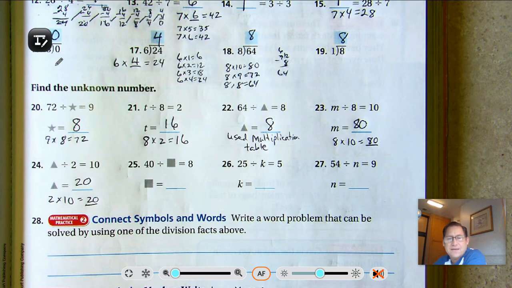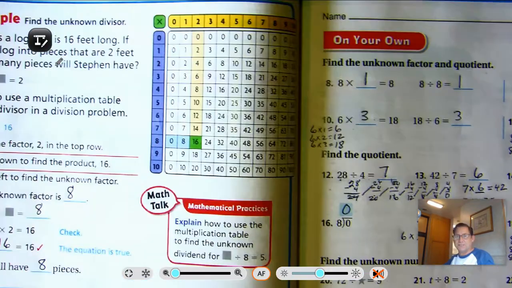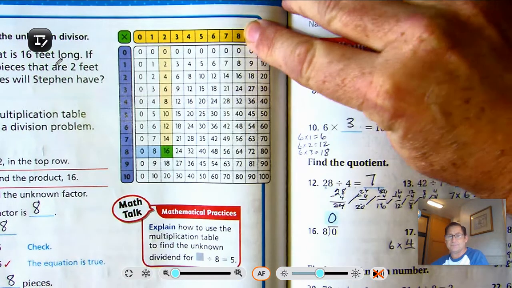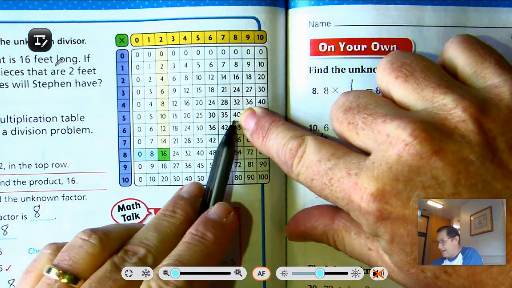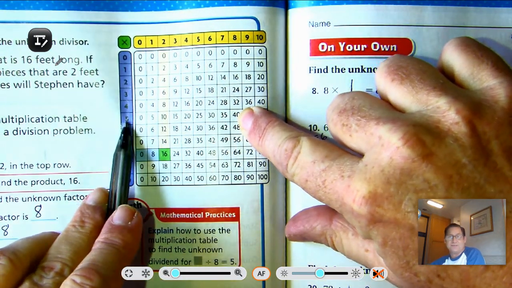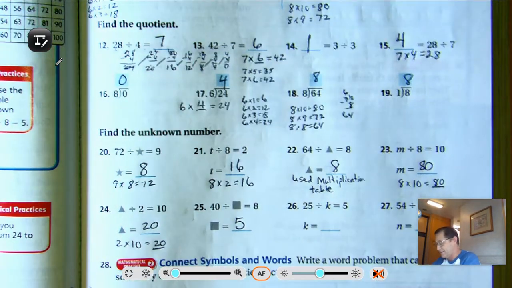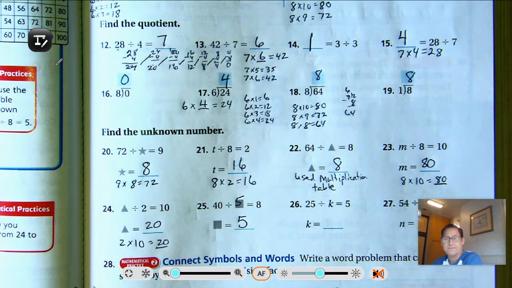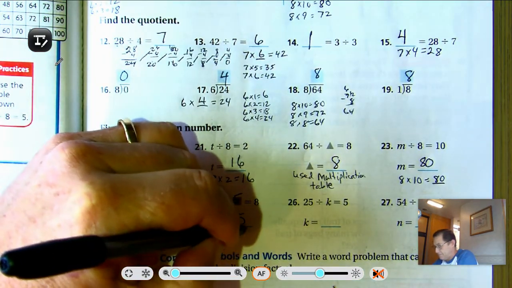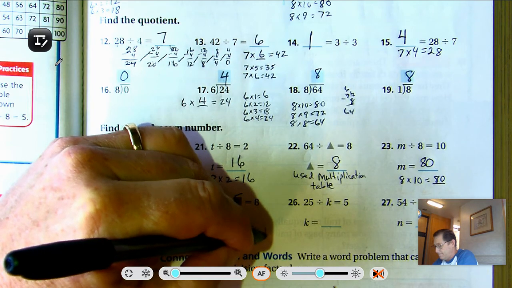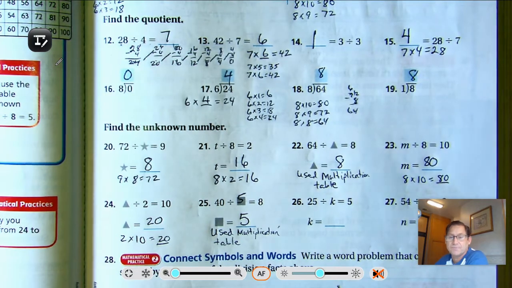40 divided by something is 8. Let's go back up to our multiplication table. Let's find 8. Go down to 40. Look to the left, and we see that the divisor should be 5. So 40 divided by 5 is 8. I'm just going to write myself a note that I used the multiplication table for that.